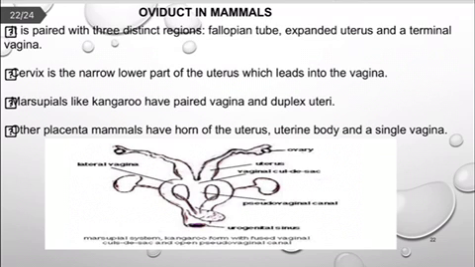Then let me talk about the cervix. The cervix in mammals is the narrow lower part of the uterus which leads into the vagina. Marsupials like the kangaroo have paired vaginas and also duplex uteri. Then other placental mammals have horns of the uterus. They have a uterus that has a body and a cervix as well. The cervix is the lower part of the uterus in mammals.